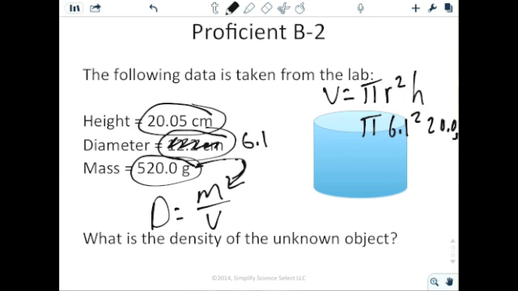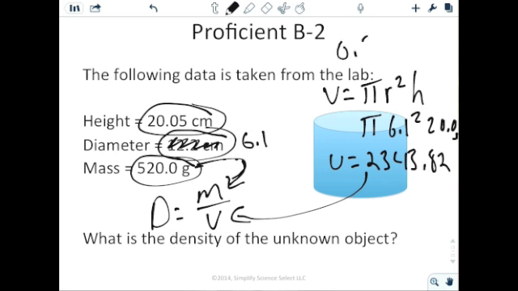We multiply that out, and we get a volume of right around 2343.82, and that will be our volume. And when we have that, we plug everything in, mass divided by volume. It'll give us a density right around 0.222, and that's grams per cubic centimeter. And so that's going to give us our density.